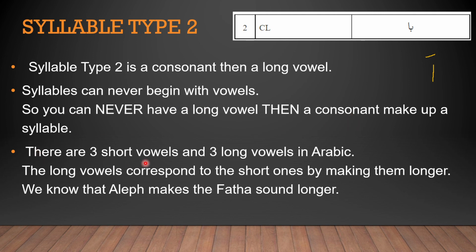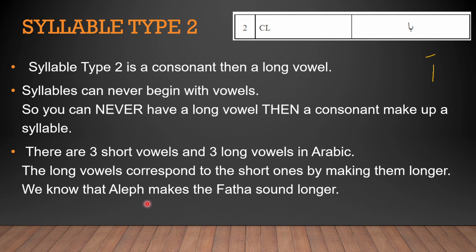There are three short vowels in Arabic and three long vowels in Arabic. We know the three short vowels: fatha, kasra, dhamma. Of the three long vowels, we know one of them, which is alif. The other two you will learn later. The long vowels correspond with the short ones by making them longer. Just like we discussed before, over here there is an invisible fatha present. So this alif corresponds with the fatha and makes the ba sound longer. It enhances the ba sound. We know that alif makes the short vowel longer.